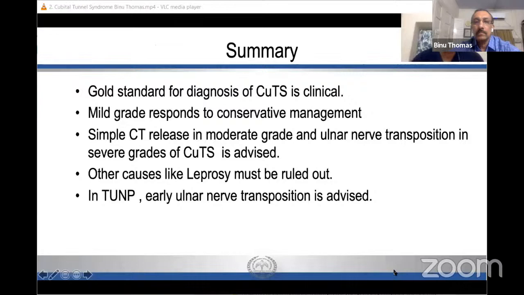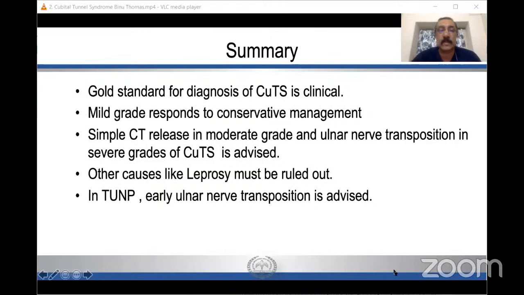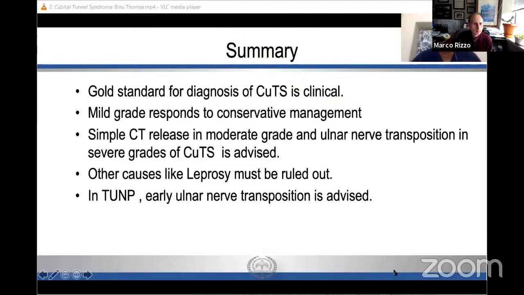To summarize, the gold standard for diagnosis of cubital tunnel syndrome is clinical testing. Mild grades respond to conservative management. Simple cubital tunnel release in moderate grade and ulnar nerve transposition in severe grades is our preferred method of treatment. Always be aware of leprosy. And in tardy ulnar nerve palsy, early ulnar nerve transposition is advised.